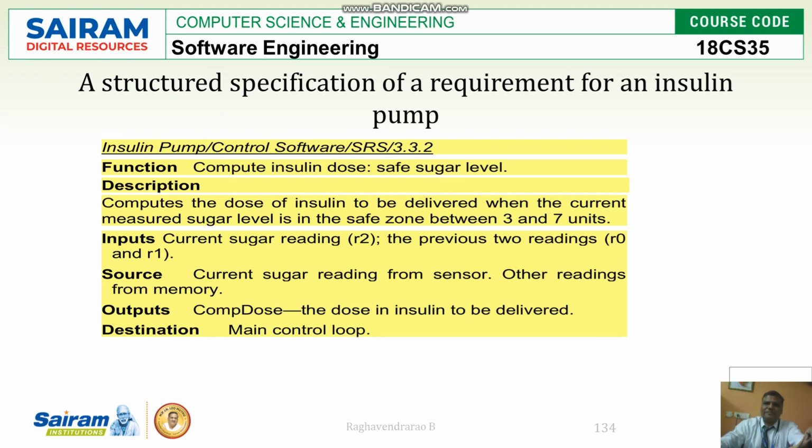Okay, the function is compute insulin dose. Here is the application, the SRS is being given, you see that. Okay. For which one is the SRS?